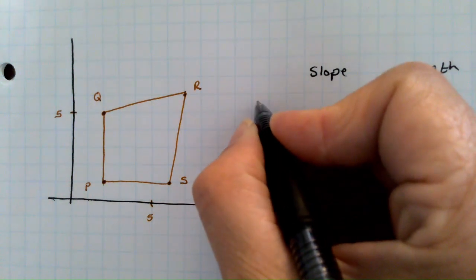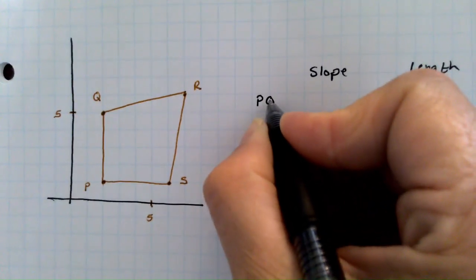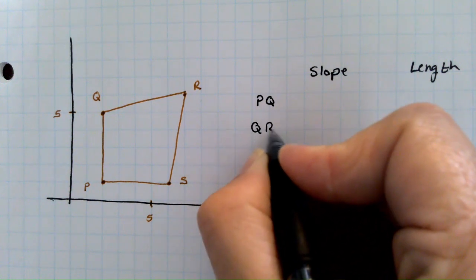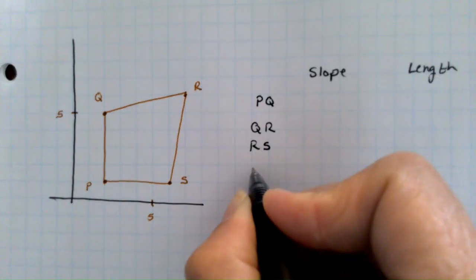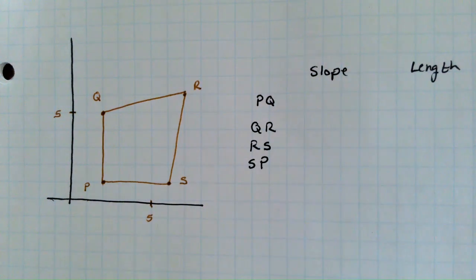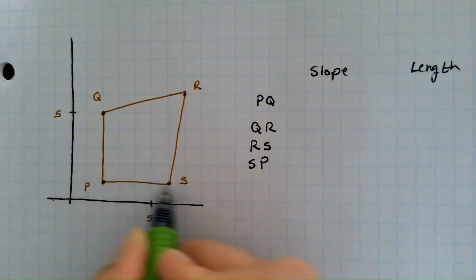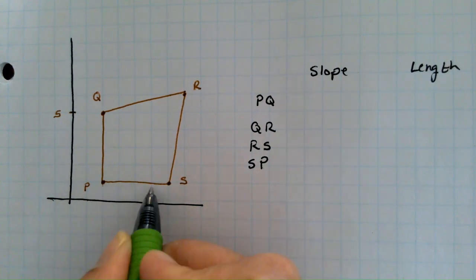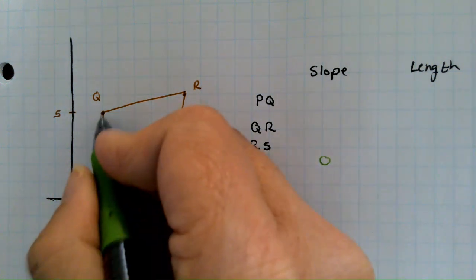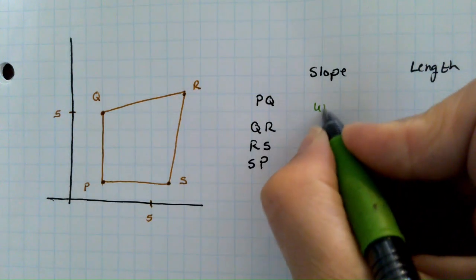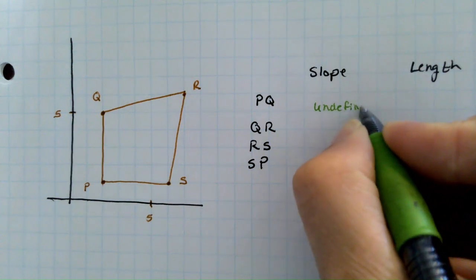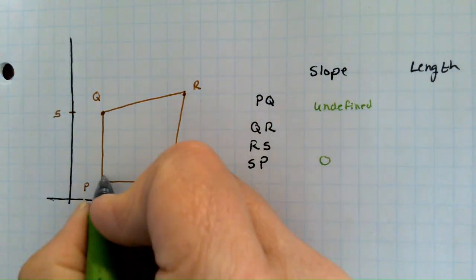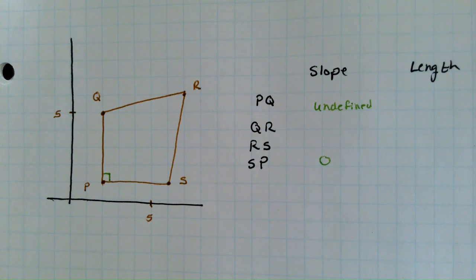And we have P to Q, Q to R, R to S, and S to P. Those are the ones that we need to worry about. So we can see S to P, or P to S, has a slope that's flat. It has 0 slope. And Q to P is straight up, so this is the undefined slope. That automatically makes this a 90-degree angle, because that's what happens when you have a flat line and a vertical line, right?